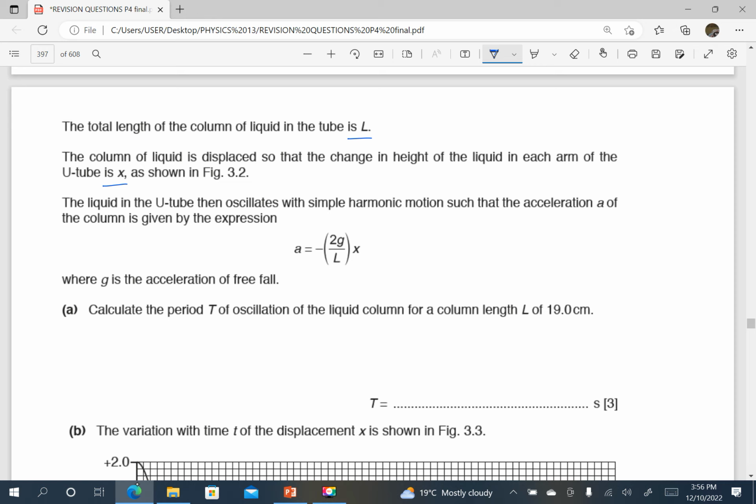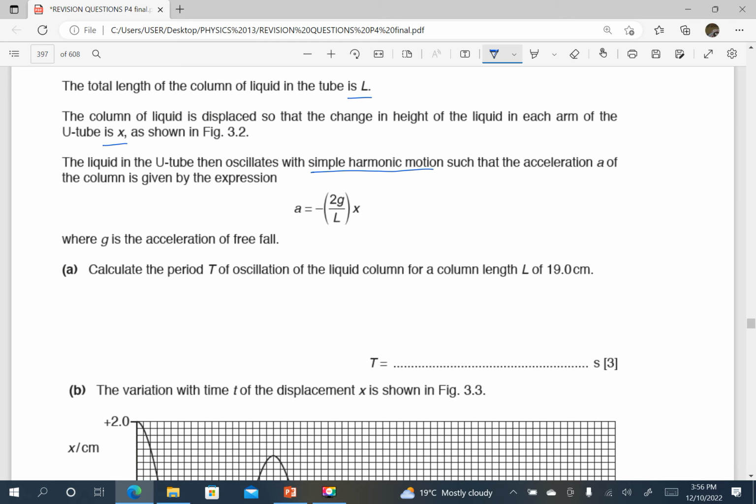The liquid in the U-tube then oscillates with simple harmonic motion such that the acceleration is given by that. Remember to compare with acceleration equals negative omega squared x. You see what omega equals. Calculate the period T. So we know that omega squared is equal to 2g divided by L. Omega squared is going to be 2 times 9.81 divided by the length L. What is L? L is given as 19.0 centimeters, to meters, that is 0.19. So that is omega squared.